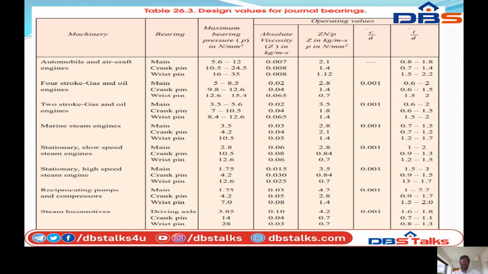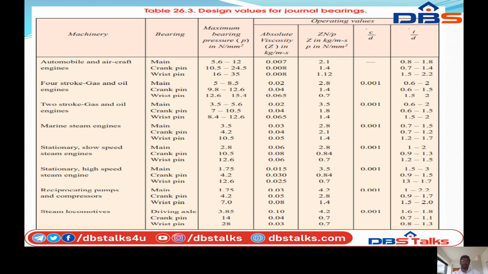Operating values: absolute viscosity Z is 0.007 and 0.008, 0.008. ZN by P, where Z is in kg per meter second and P is in Newton per mm square, is 2.1, 1.2 and 1.12. C by D is none, and L by D is 0.8 to 1.8, 0.7 to 1.4, and 1.5 to 2.2. You can see this tabular column, and you can use it for problems also.